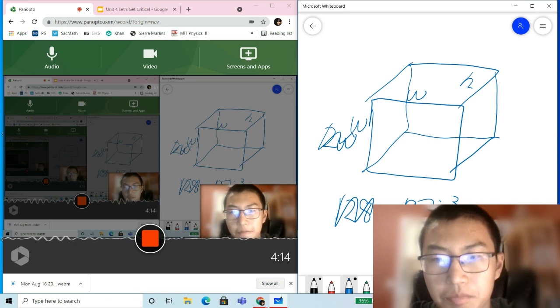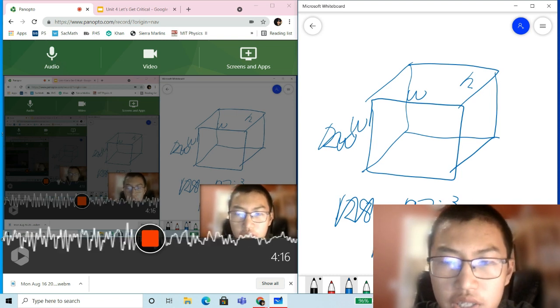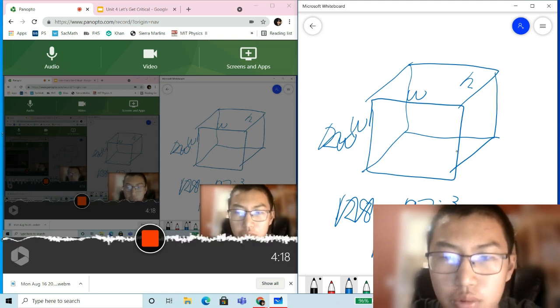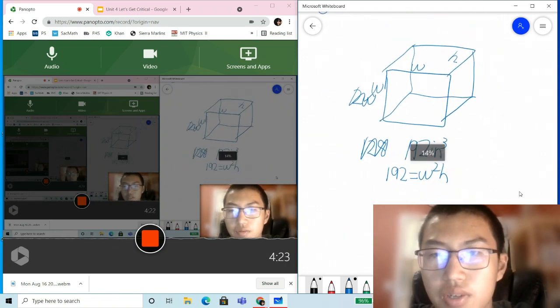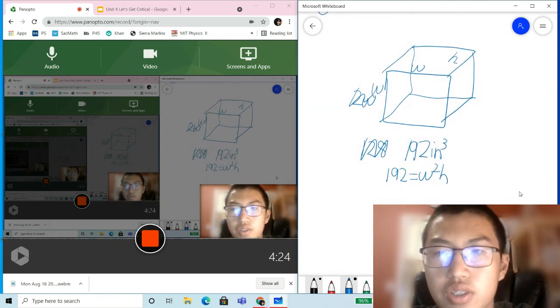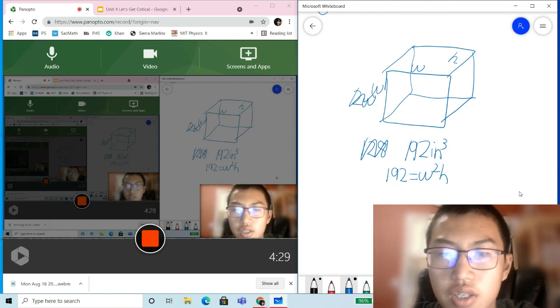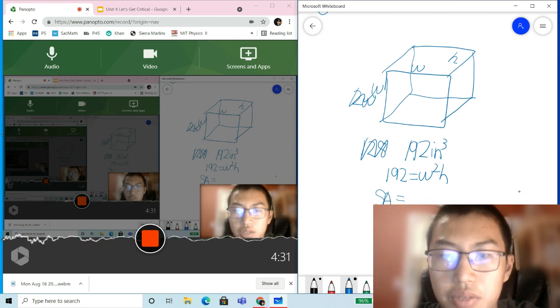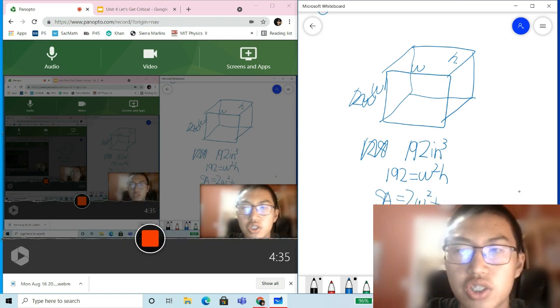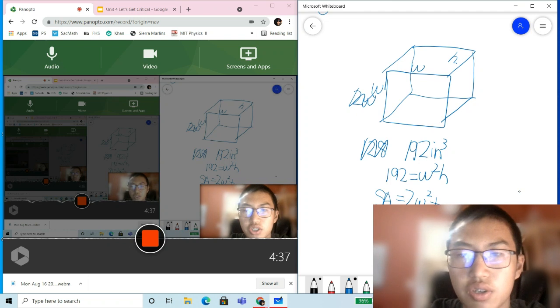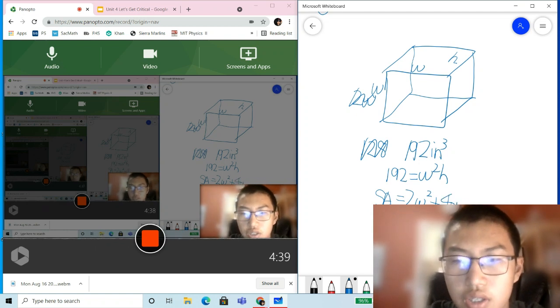Well, here's the deal. 192 is W squared times H, because 192 is our volume, and that's the square base times the height. Surface area, however, is going to be 2 times W squared plus 4 times W times H, four WH's.